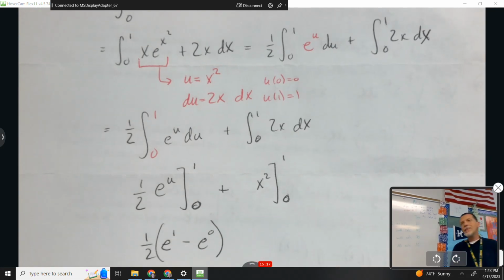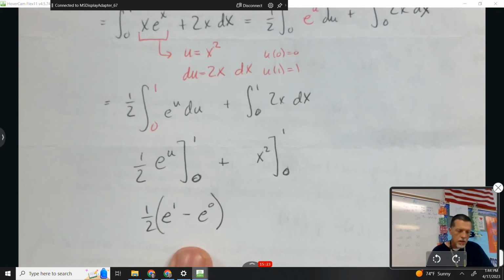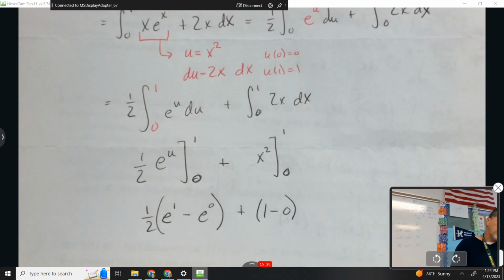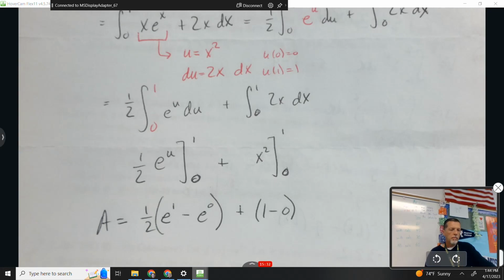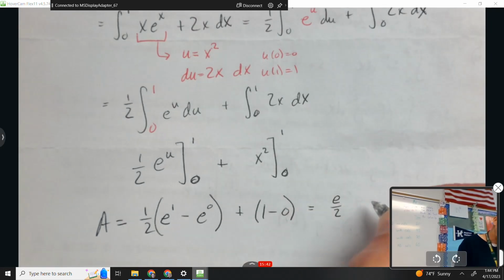Be careful, a lot of times we just throw off the bottom if it's 0, but you can't do that here because e to the 0 isn't 0, e to the 0 is 1. Plus 1 minus 0. That could be simplified to e over 2, but why bother? e over 2 minus 1/2 plus 1.